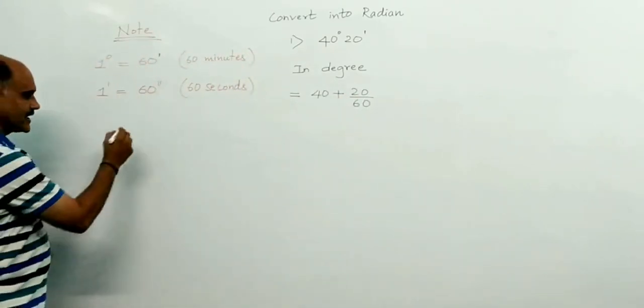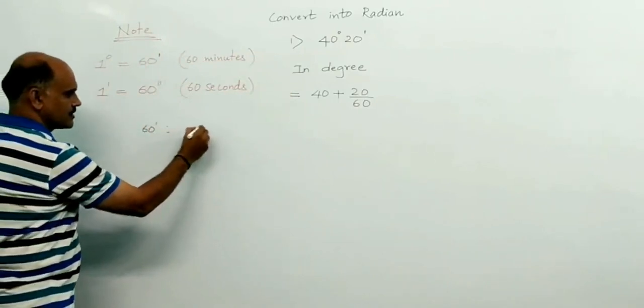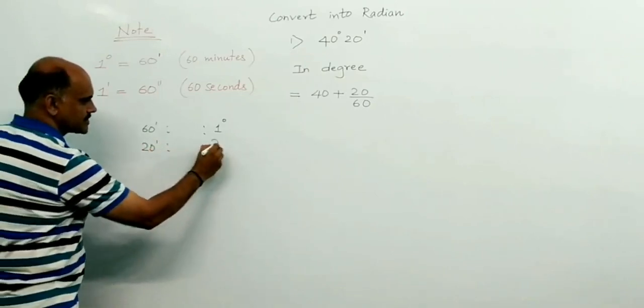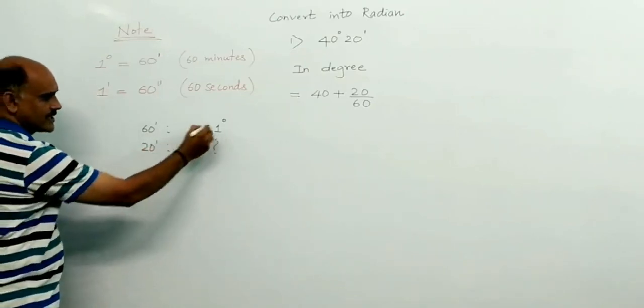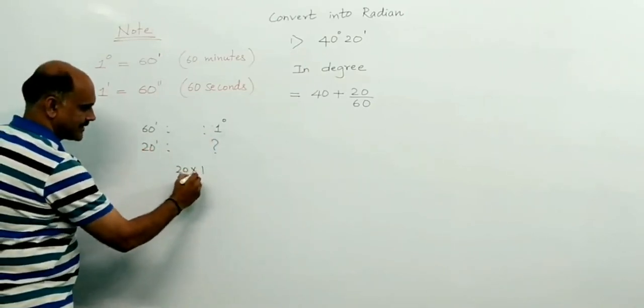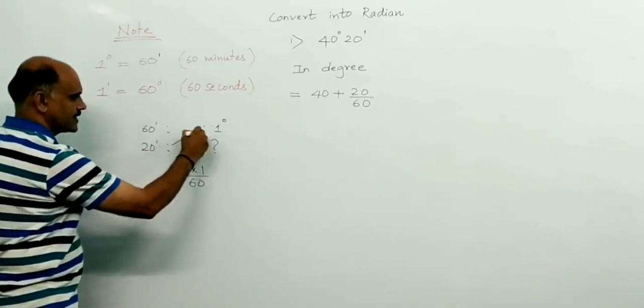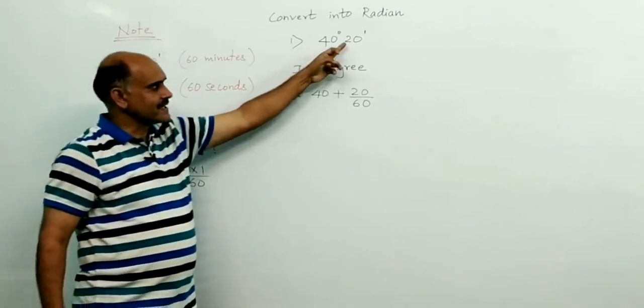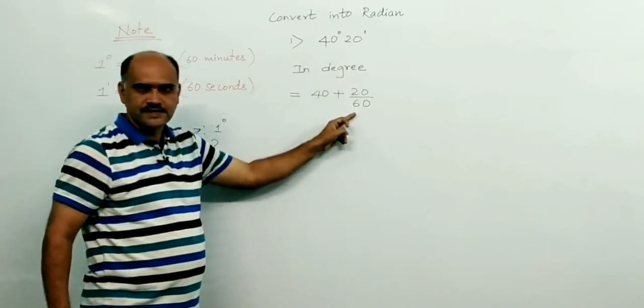So here, if you take 60 minutes, it means 1 degree. So 20 minutes means how much degree? You will have 20 into 1 divided by 60. So directly we take 20 divided by 60.